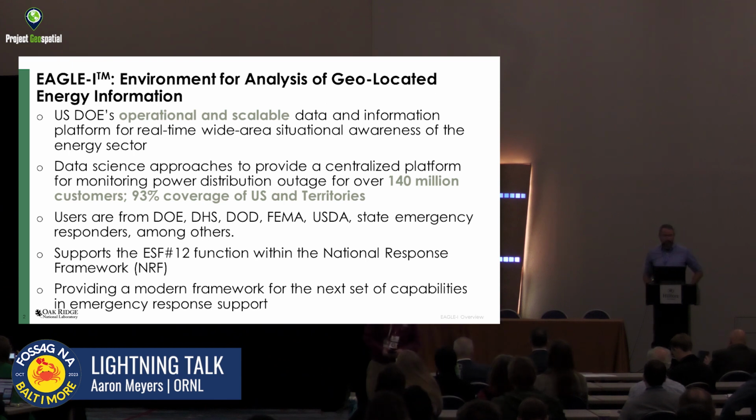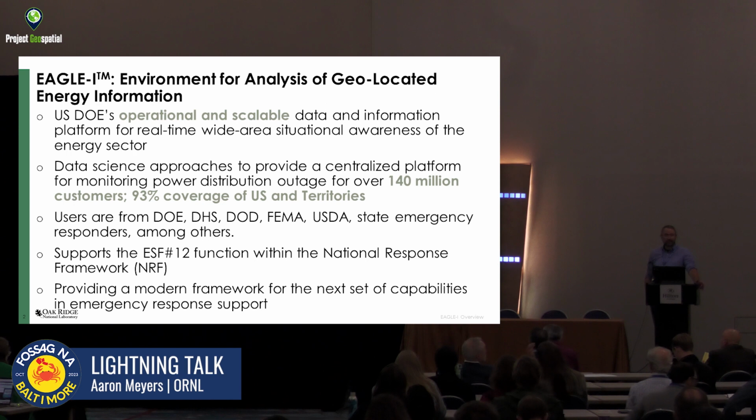I'm going to talk about the environment for analysis of geolocated energy information. This is DOE's situational awareness platform for electric utility customer outages. Currently, we collect data for about 140 million utility customers. That's not population, that's customers. That covers about 93% of the U.S. customers reported by EIA. So the crux of this capability is to provide that information.